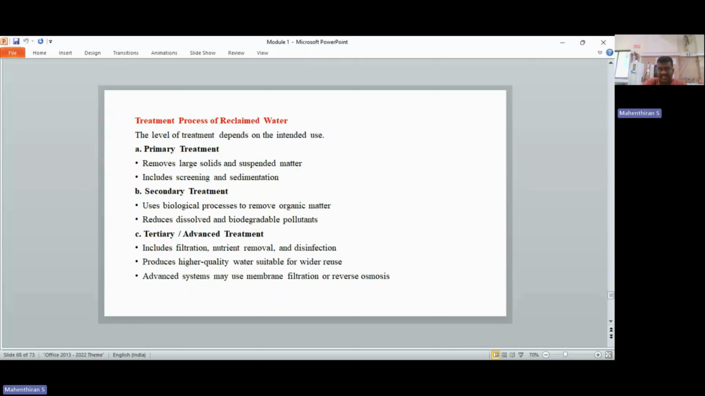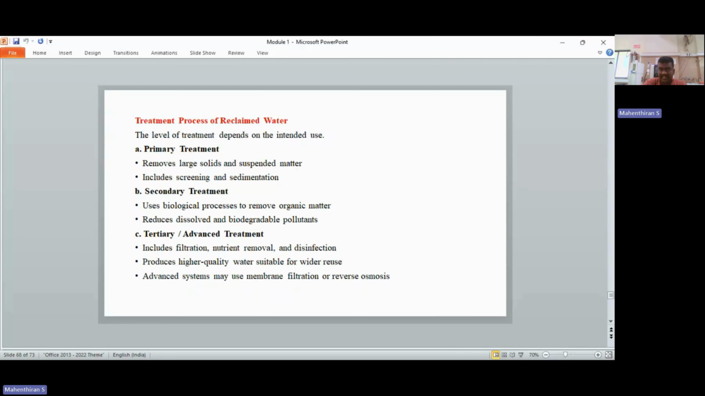This is the initial stage where the focus is on removing large solids and suspended particles from wastewater. It mainly involves screening, where large particles such as plastics and debris are removed, and sedimentation, where heavier particles settle down at the bottom as a sludge. This stage is physical in nature and it helps in reducing the load on the next stages of the treatment.